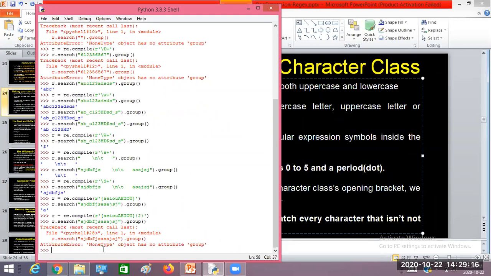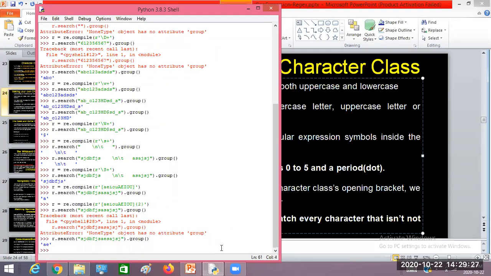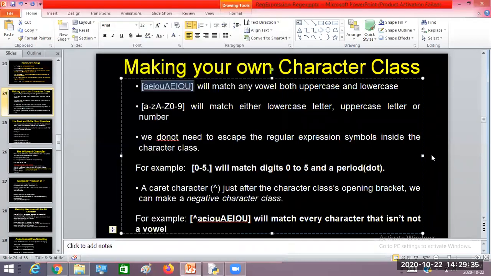Suppose I make a change in the text. Here I'll change it to AE. There are 2 continuous vowel symbols. Now look here. Are you getting it? Yes, sir.